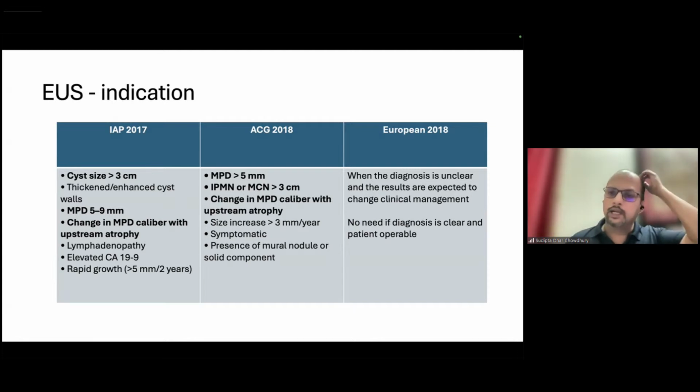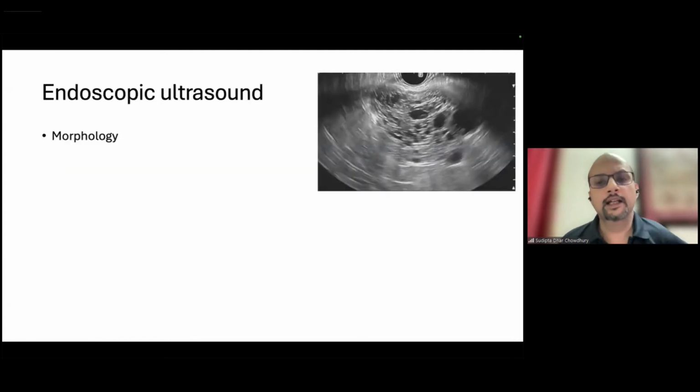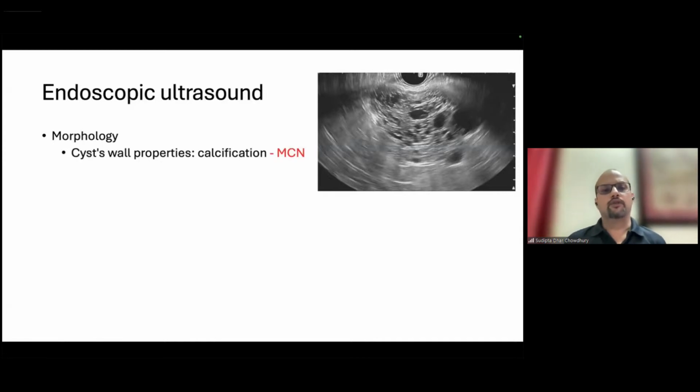But the latest European 2018 guidelines are very simple, and they highlight that we should do EUS whenever the diagnosis is unclear and the results are expected to change the clinical management of the patient. However, if the diagnosis is clear and the patient is operable, then there's no point in doing an EUS, and one should proceed straight to surgery. So, how does morphology help us?